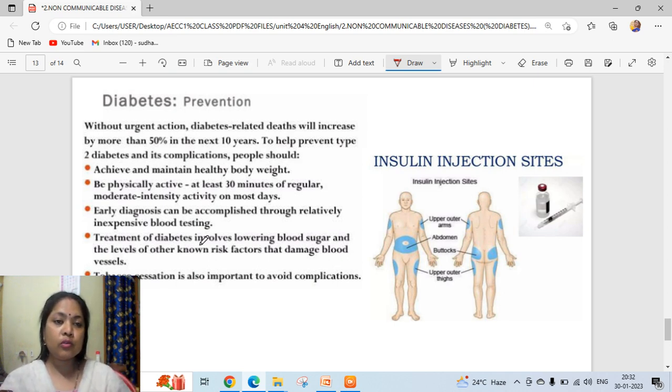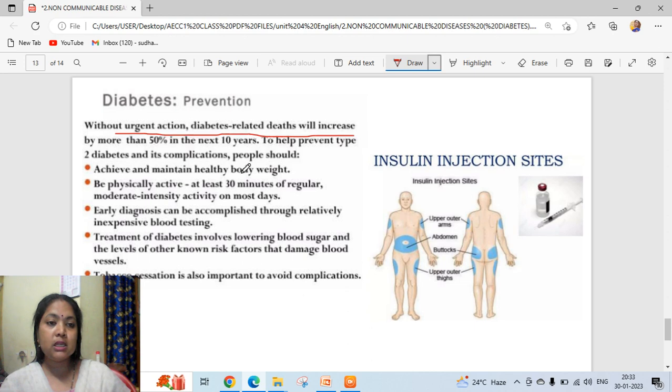Okay. Then how can we prevent diabetes? Without urgent action, diabetes related deaths will increase by more than 50% in the next 10 years. To help prevent type 2 diabetes and its complications, people should achieve and maintain healthy body weight, and be physically active, at least 30 minutes of regular moderate intensity activity on most days.